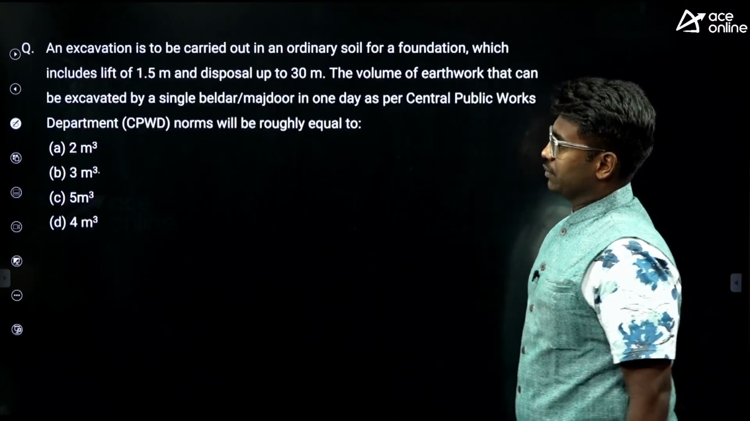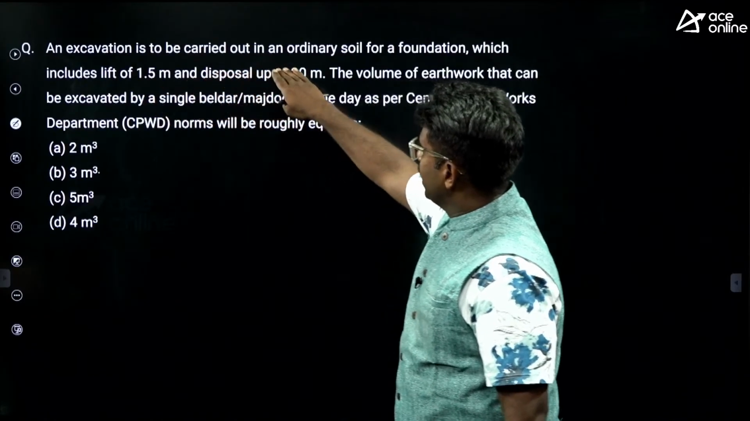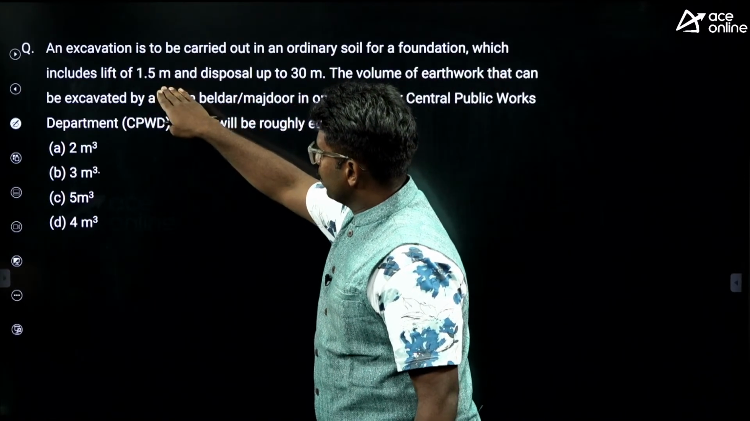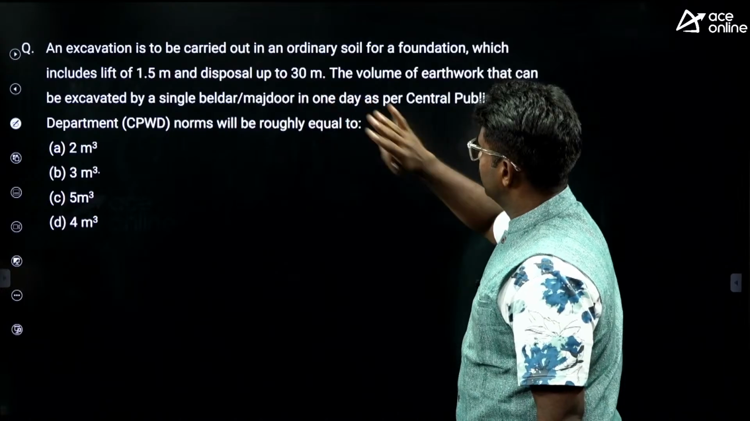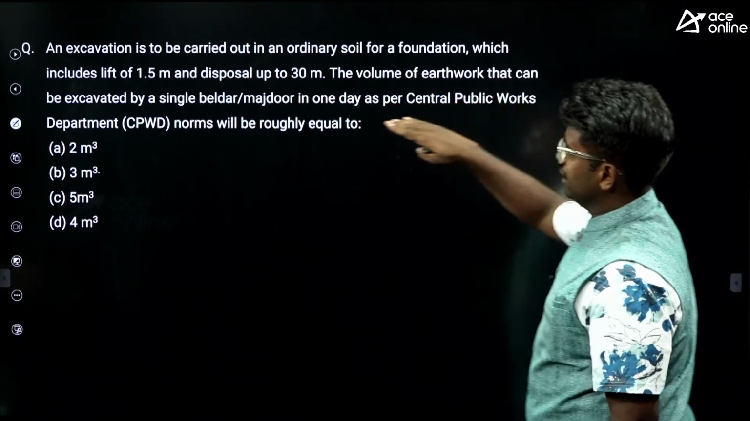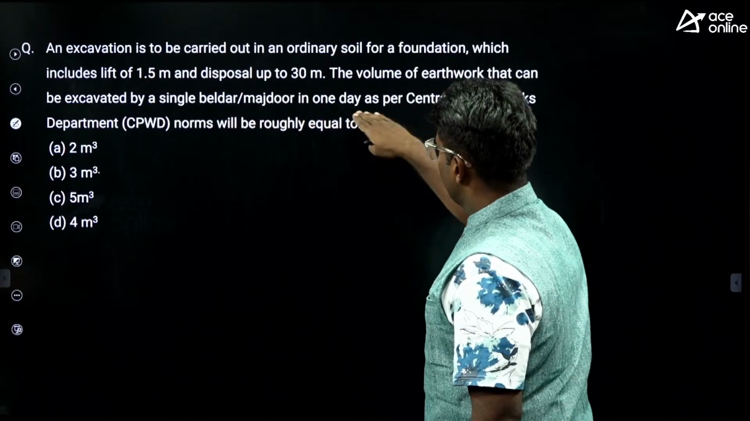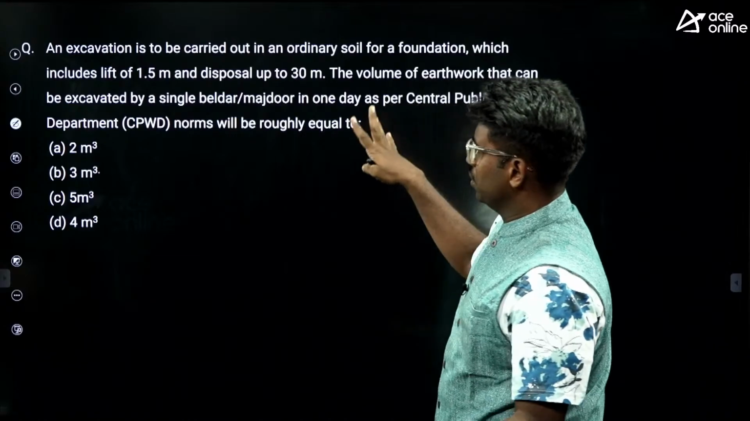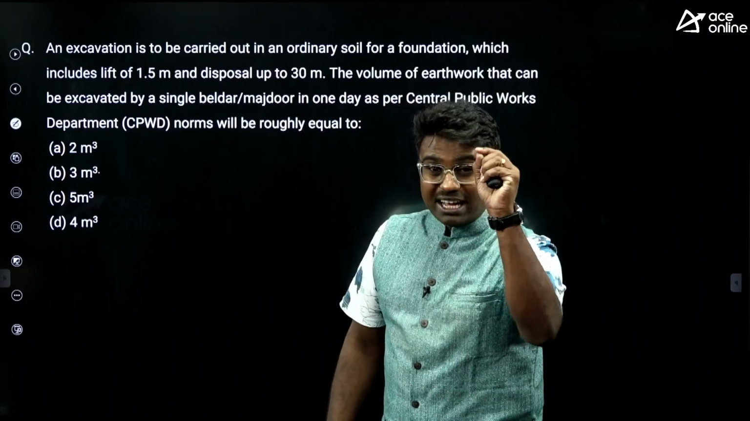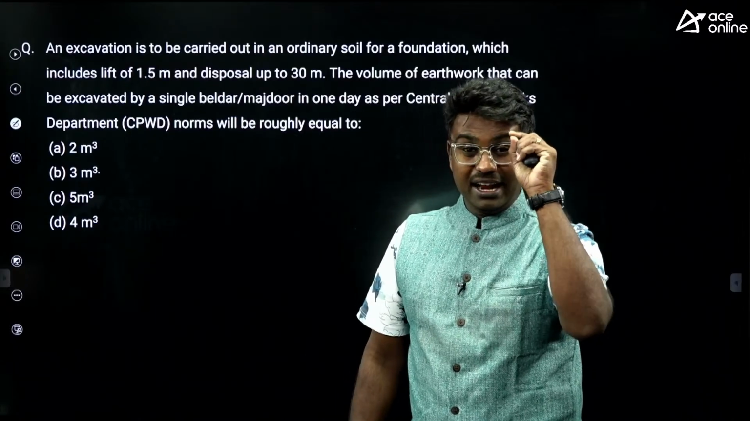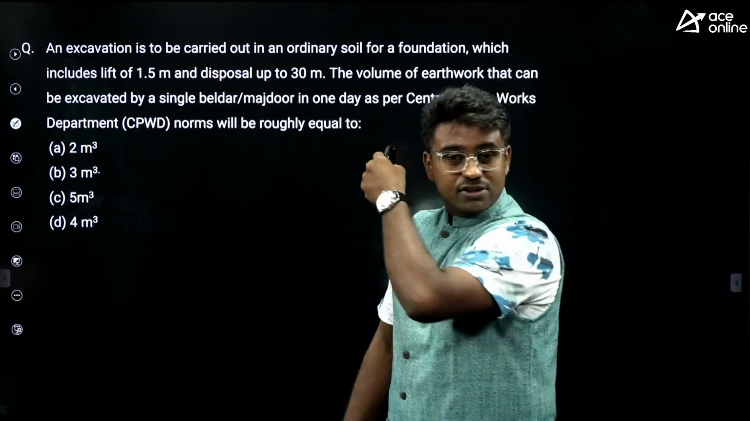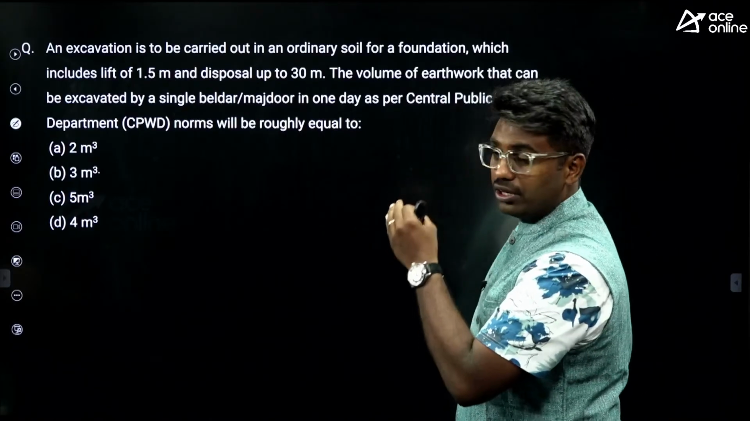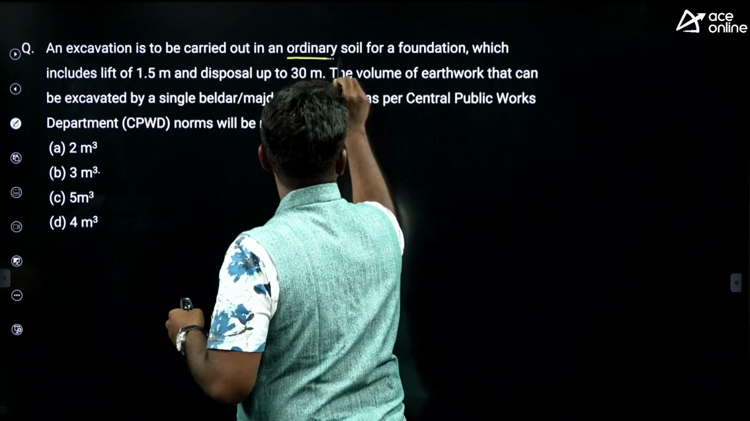Straightforward question. Next one. An excavation is to be carried out in ordinary soil for a foundation which includes lift 1.5 and disposal up to 30 meters. The volume of excavation that can be done by a single mazdoor in one day as per Central Public Works Department norms will be roughly equal to what? In outturns, we have discussed all these things. Outturn for ordinary soil.